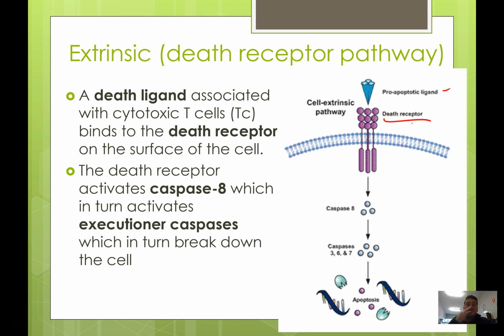The death receptor is going to activate caspase 8, which is a different kind of caspase, which in turn is going to activate more of these executioner caspases, which will in turn do the breakdown of the cell. So break down the cytoskeleton, cause that blebbing to happen. So as you notice here, the extrinsic pathway is happening because we have an outside signal, which is this pro-apoptotic ligand, the death ligand.